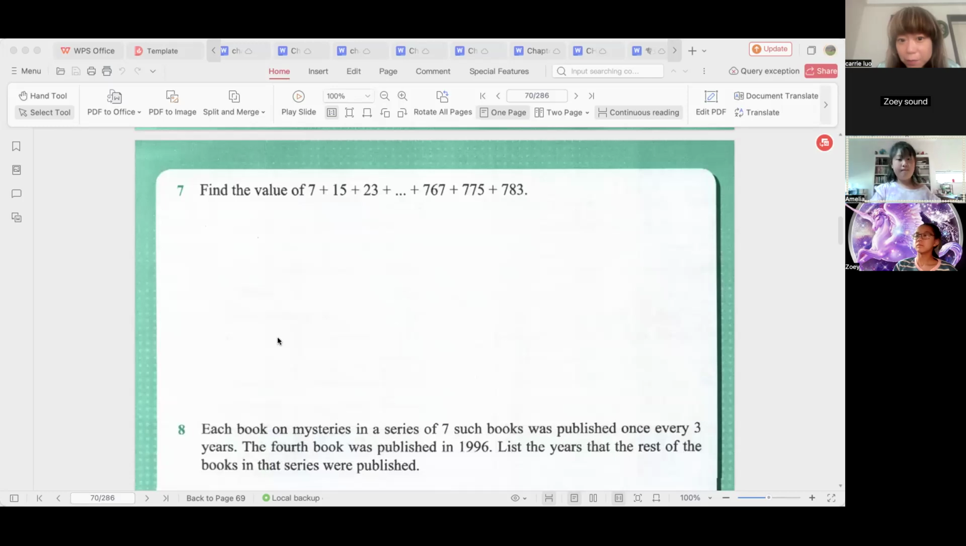Find the value of 7 plus 15 plus 23 plus all the way to 783.